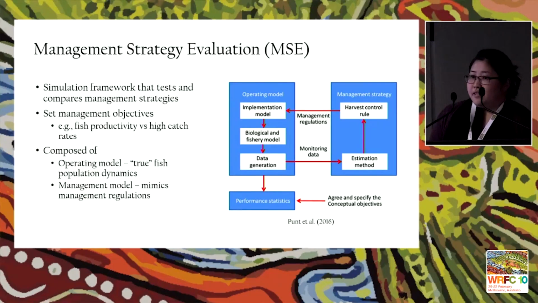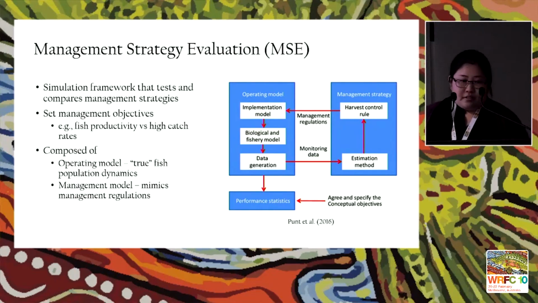One way to incorporate all the social ecological components is through a management strategy evaluation. The simulation framework tests and compares management strategies. And then you could look at different management objectives. For example, if you want to look at how the fishery does in terms of fish productivity, or if it leads to higher catch rates, and you could compare between the two.